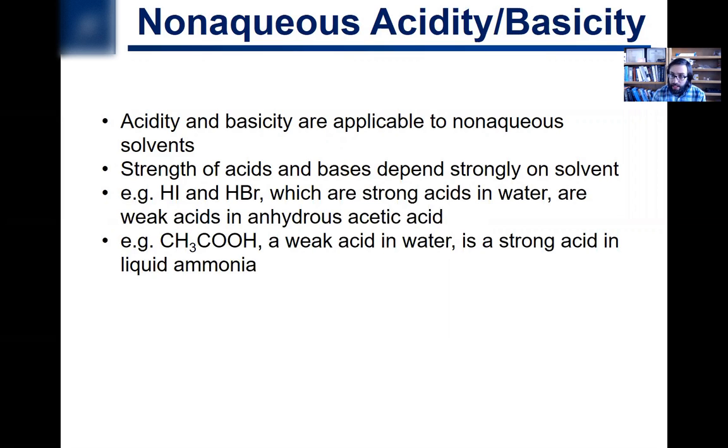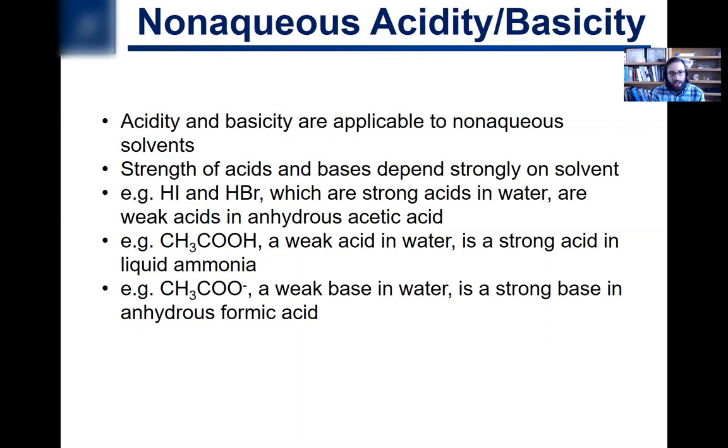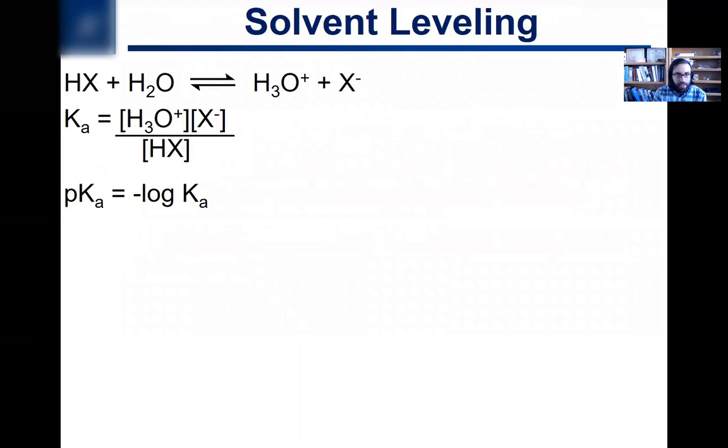Acetic acid is definitely a weak acid in water. Its pKa is 4.76. But acetic acid is a strong acid when it's dissolved in liquid ammonia. That's interesting. Acetate, the conjugate base of acetic acid, is a weak base in water, but it's a strong base in anhydrous formic acid. So clearly, what solvent you use really makes a difference in terms of what the strength of the acid or the base is.